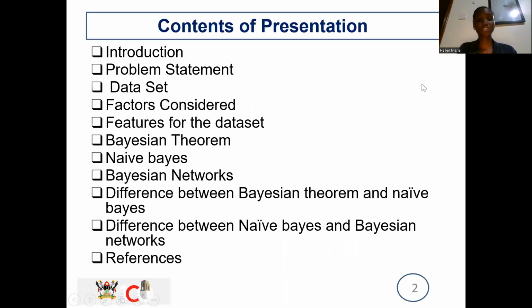So my presentation is as follows this evening. I have the introduction, the problem statement, the data set, the factors I considered while choosing a data set, the features for this data set, the Bayesian theorem, the naive Bayes theorem, the Bayesian networks, the difference between the Bayesian theorem and the naive Bayes, the difference between the naive Bayes and the Bayesian networks, and a few references.